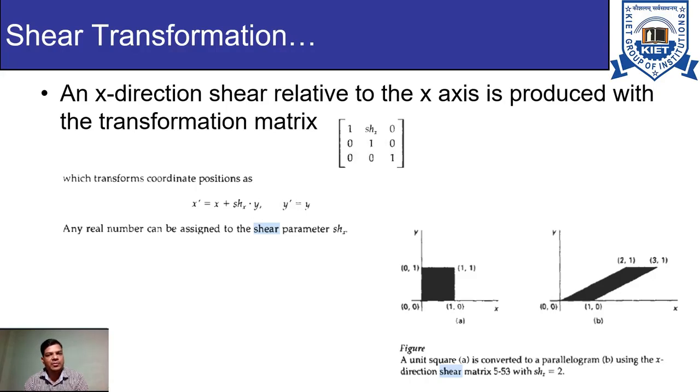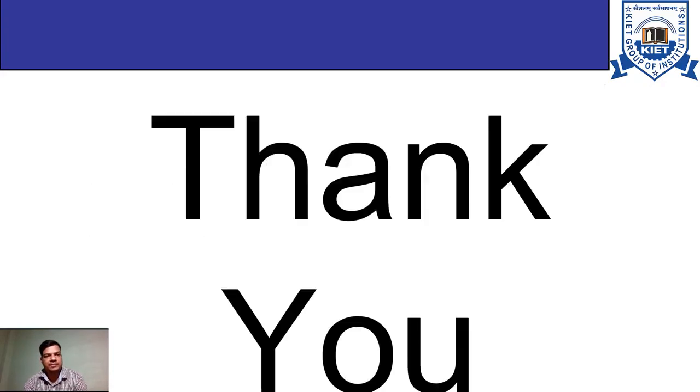So whenever you perform x direction shear, there is a change in the value of x but the y value remains the same. Here you can see that we have one square and we are performing the shear along the x-axis with the value of 2, and you can see that the square becomes a parallelogram. So the shape of the square has been distorted and the square now becomes a parallelogram. So this is all about the transformations. Thank you.